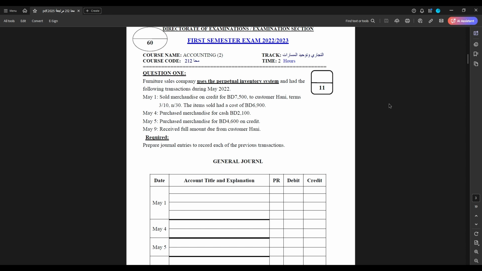Furniture sales company uses the perpetual inventory system and had the following transactions during May 2022. On May 1, sold merchandise on credit for 7,500 to customer Hani. Terms 3/10, net 30. The items sold had a cost of 6,900.